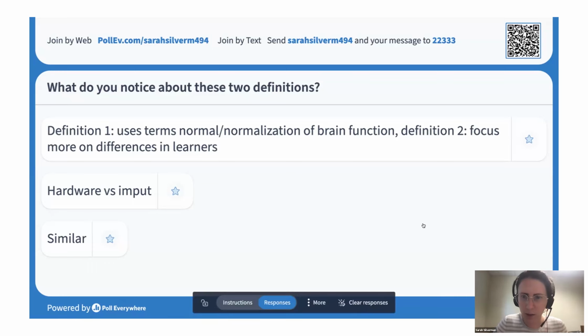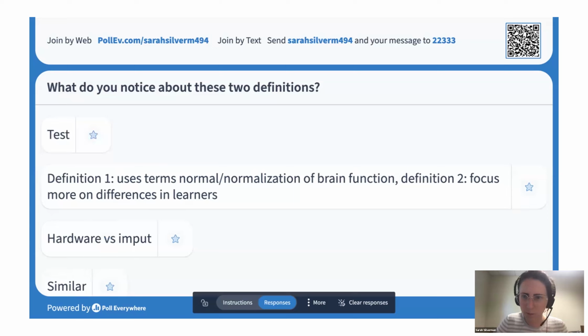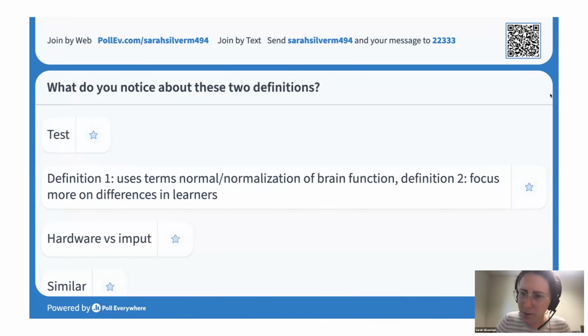For some reason, it always takes a little bit longer to move on to the next slide from Poll Everywhere. Not totally sure why. Why is this happening?